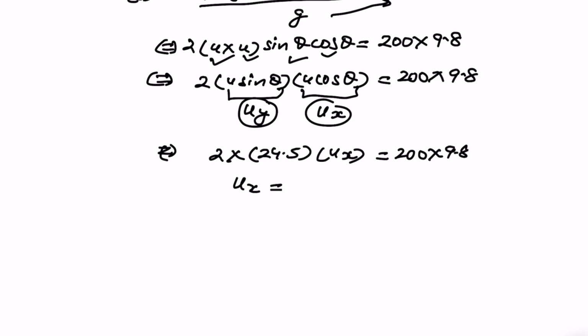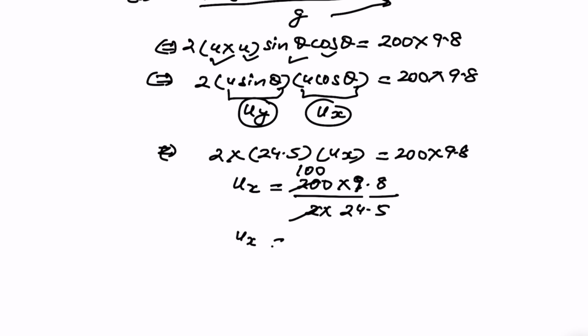So ux will become equal to 200 into 9.8 divided by 2 into 24.5. So this will cancel 100 times. If I cancel this, ux will become equal to 100 into 9.8 divided by 24.5. And if I solve it, I will get the value of ux to be 40 meter per second. So the horizontal component of velocity will become 40 meter per second.